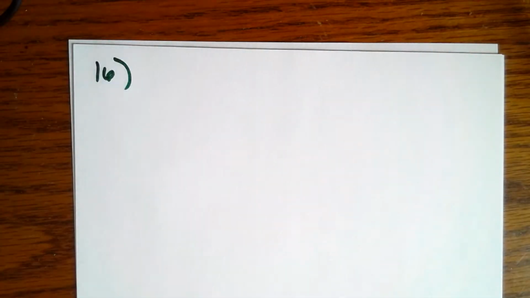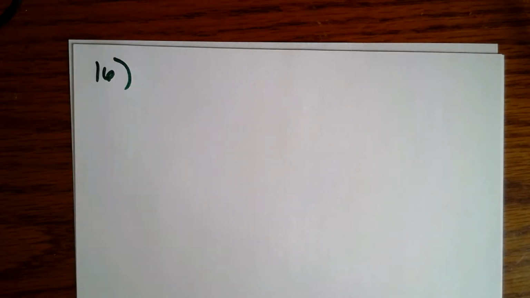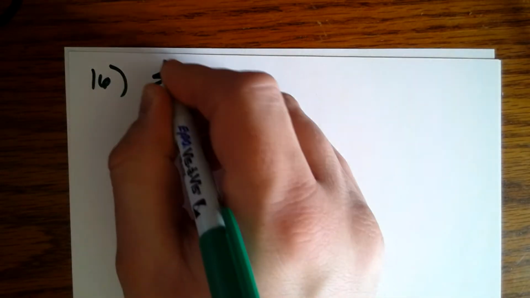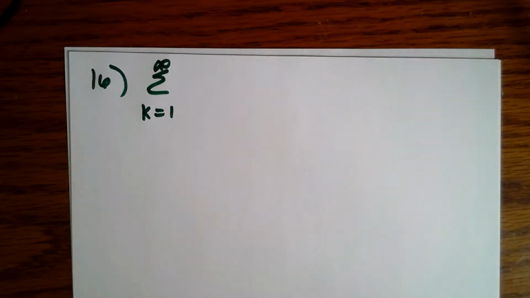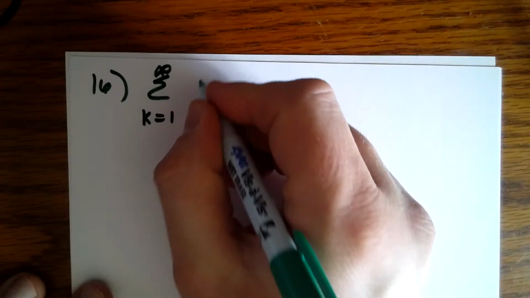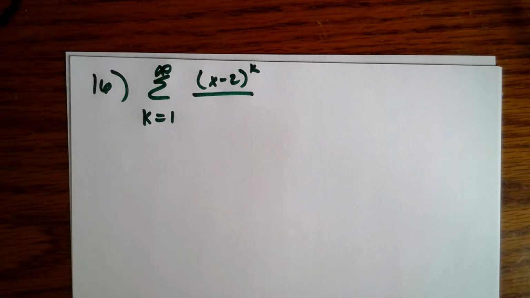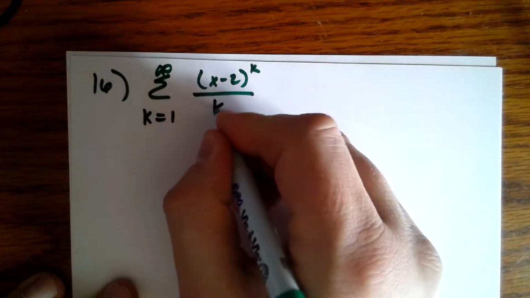All right, let's look at 16. I asked a question, but nobody responded. So I guess 16, I think, has something to do with endpoints, if I'm correct. We got the sum from k is equal to 1 to infinity of the quantity x minus 2 to the k over k squared.